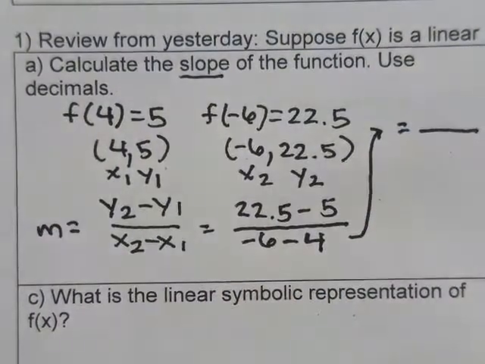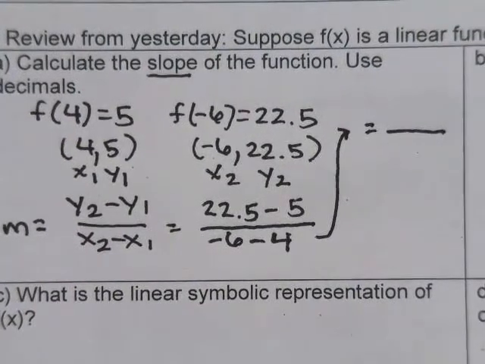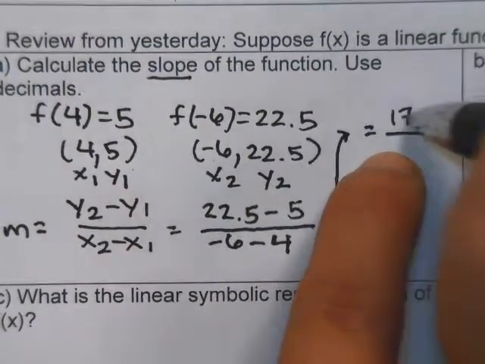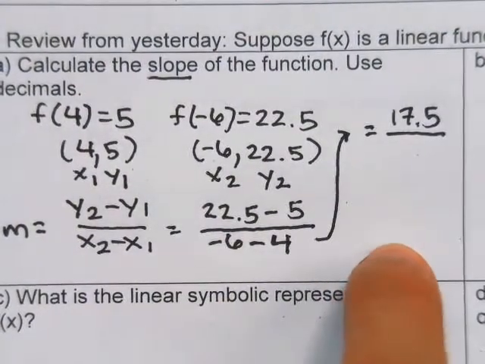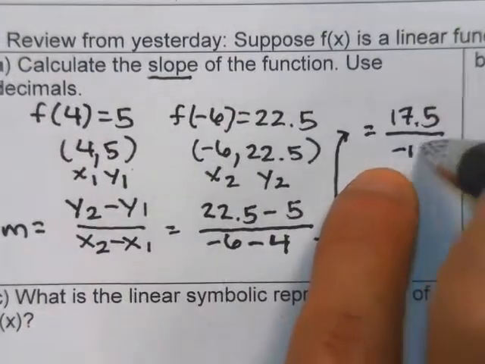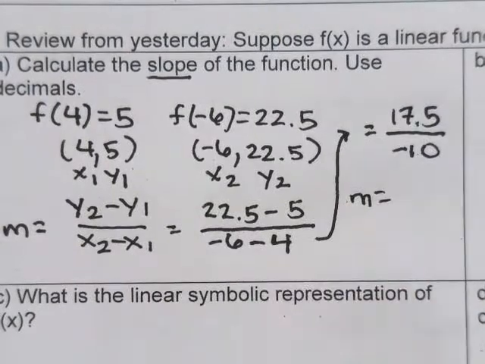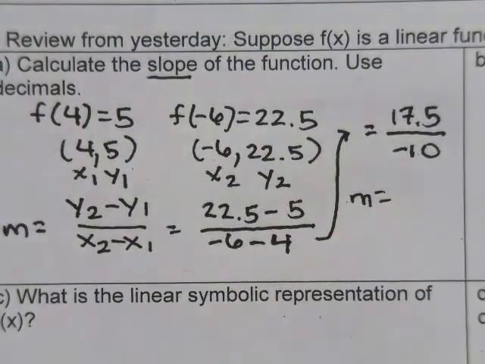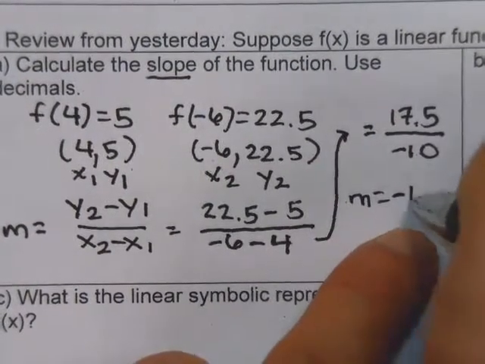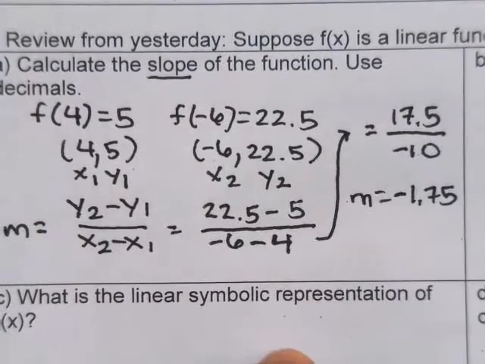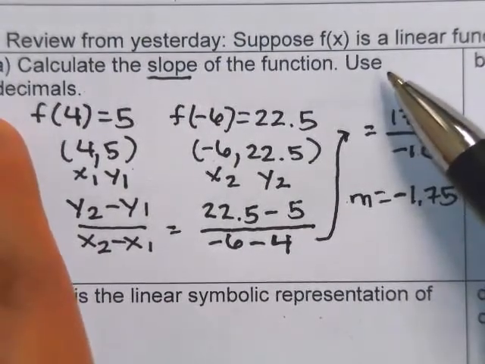Okay, now you guys will know one of my weaknesses. I don't think I can add and subtract properly in my head. Someone help me with 22.5 and minus 5. Thank you, 17.5. Negative 6 minus 4 should be negative 10, correct? Okay. Then I need more of your help. Can someone divide these two numbers? Negative or positive? Negative 1.75. Good.